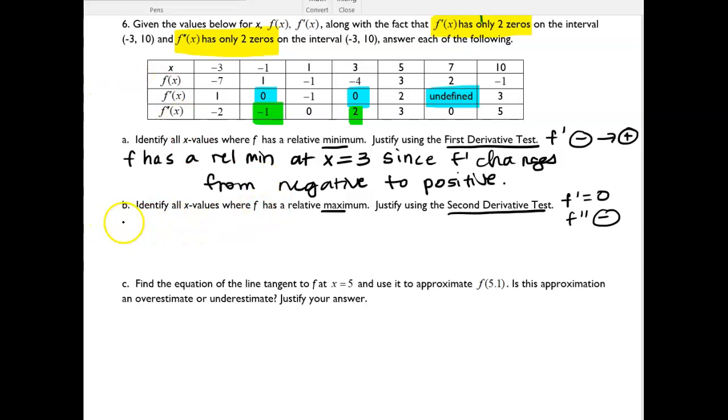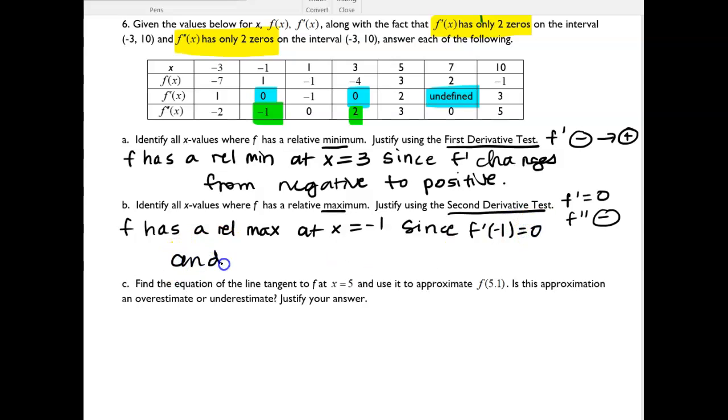So again, we'll write our justification. F has a relative max at x equals -1. Now we're using this idea here to justify the second derivative test. Since f prime of -1 is equal to 0 and f double prime of -1 is less than 0. You don't have to say the exact value. It's really just that it's negative there.